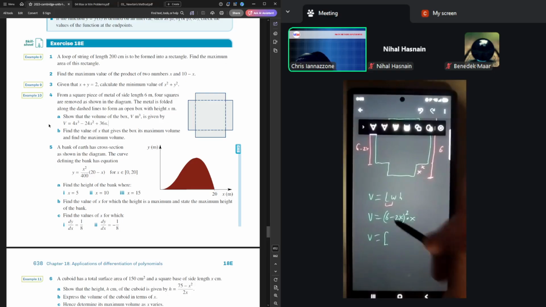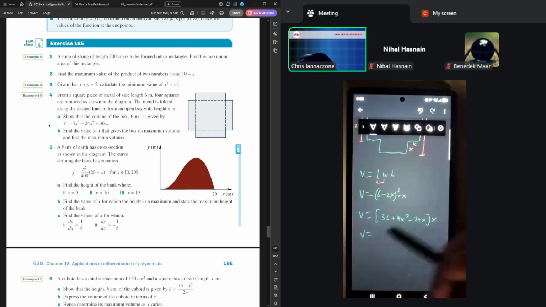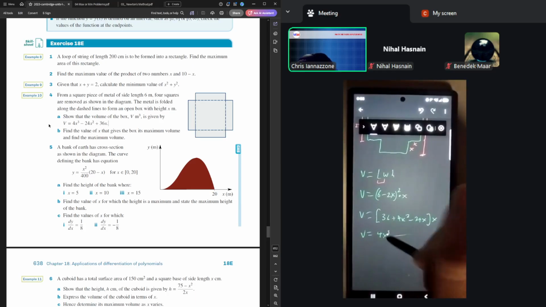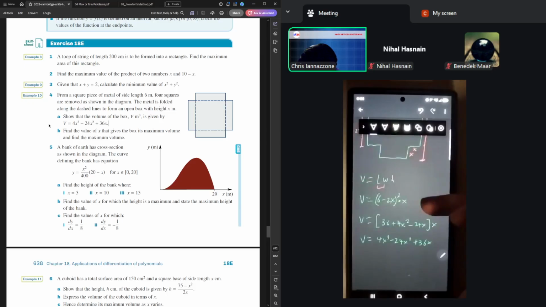Volume is now equal to, so 6 squared is 36, 2 squared is 4, and what's this, 12, minus 12x squared. No, sorry, minus 12x. No, double. So 24. And another x, which we will shove all the way through. 4x cubed minus 24x squared plus 36x. Did I hit it? 4x cubed, 24x squared, yeah, 36x. Awesome. So yeah, that's pretty much it.